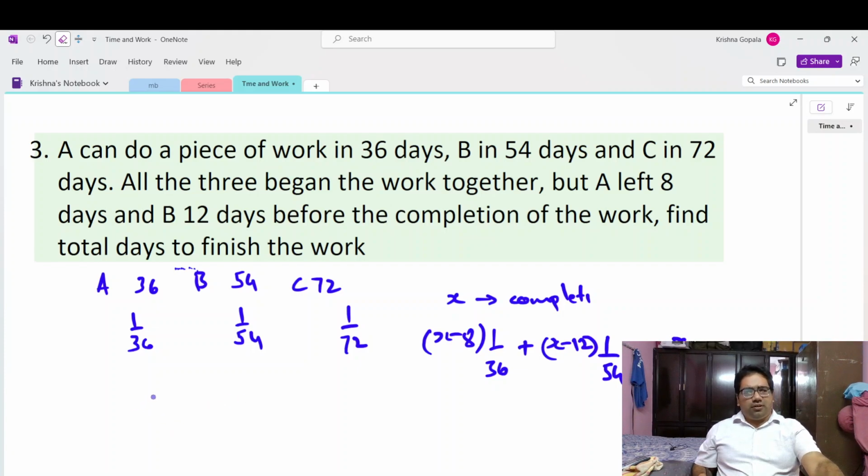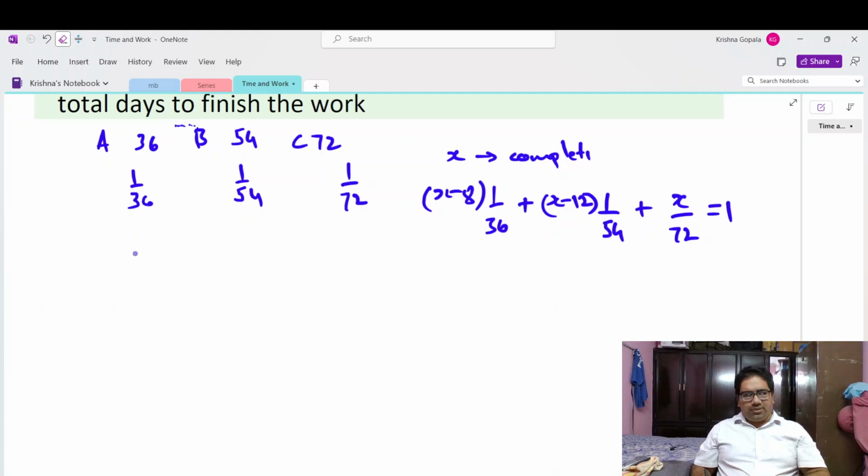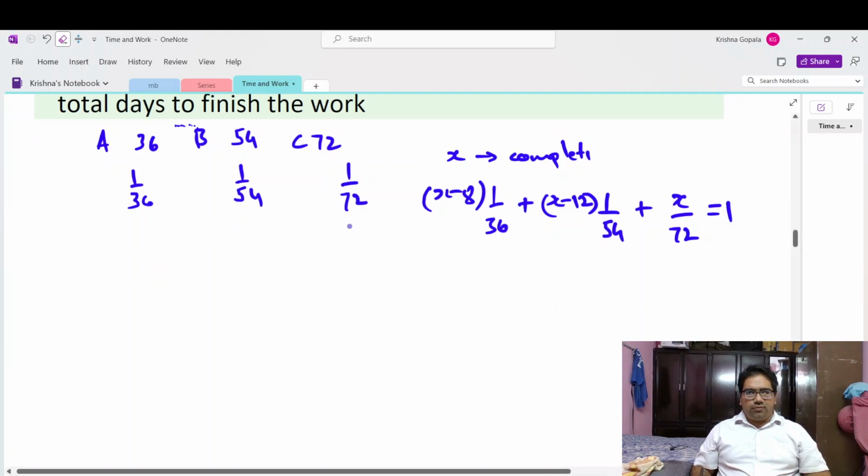Okay. X minus 8 into 1 by 36 is A's work. And then X minus 12 into 1 by 54 is B's work. X into 1 by 72 is C's work. Right? This is the equation. Now we need to solve this equation.